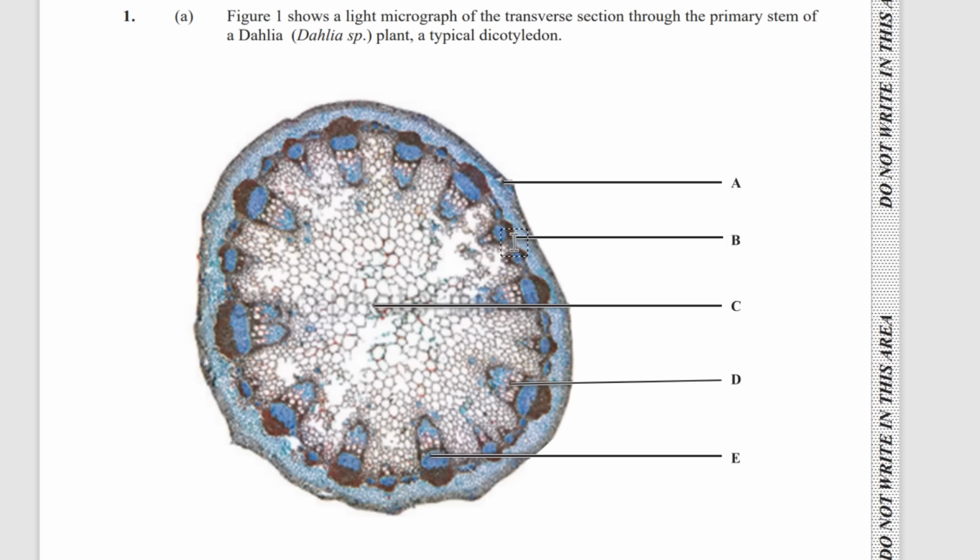So there's the cortex. C. So this whole thing here, you see that it's kind of sparse looking. This is the pith or the medulla. Basically, it just means the inside. So pith usually means inner layer, and cortex means outer layer, right?